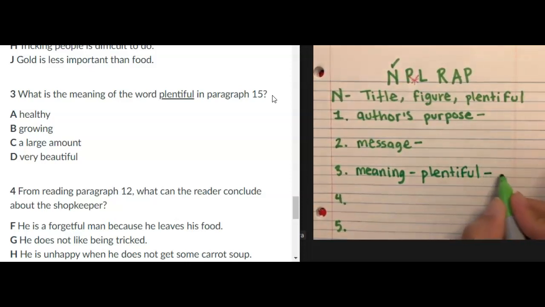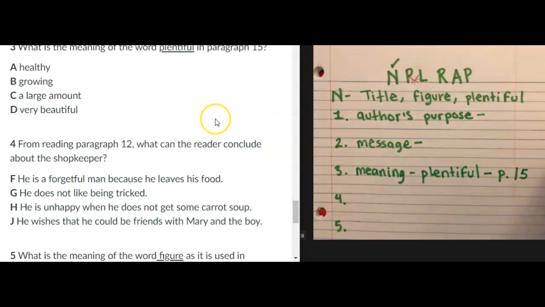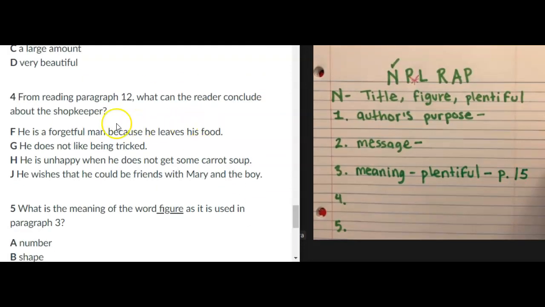And that's located in paragraph number 15. Question number 4 is asking, from reading paragraph 12, what can the reader conclude? Pay attention to this clue. This clue is very important. This clue means what can you figure out? What are you as a reader? What can you think about or figure out?